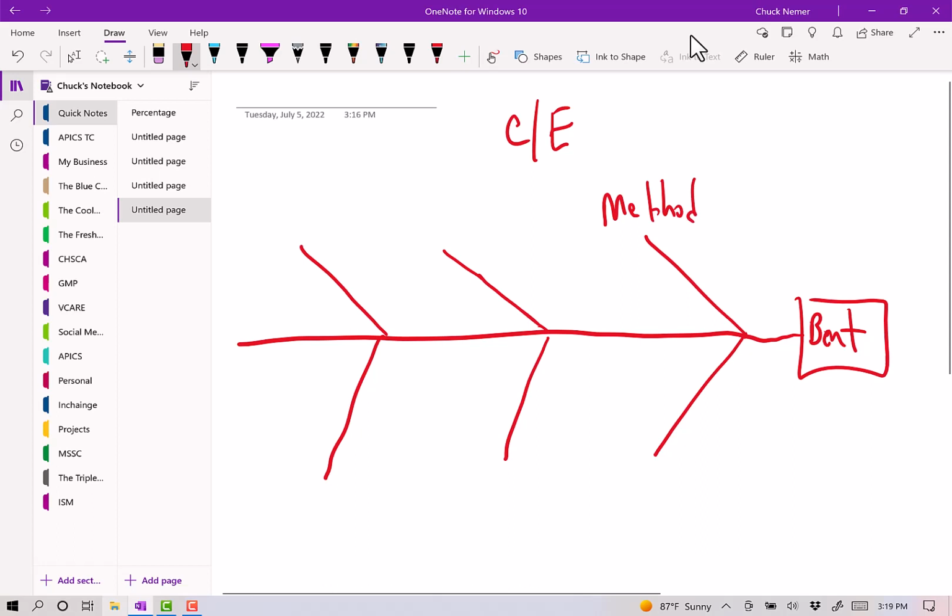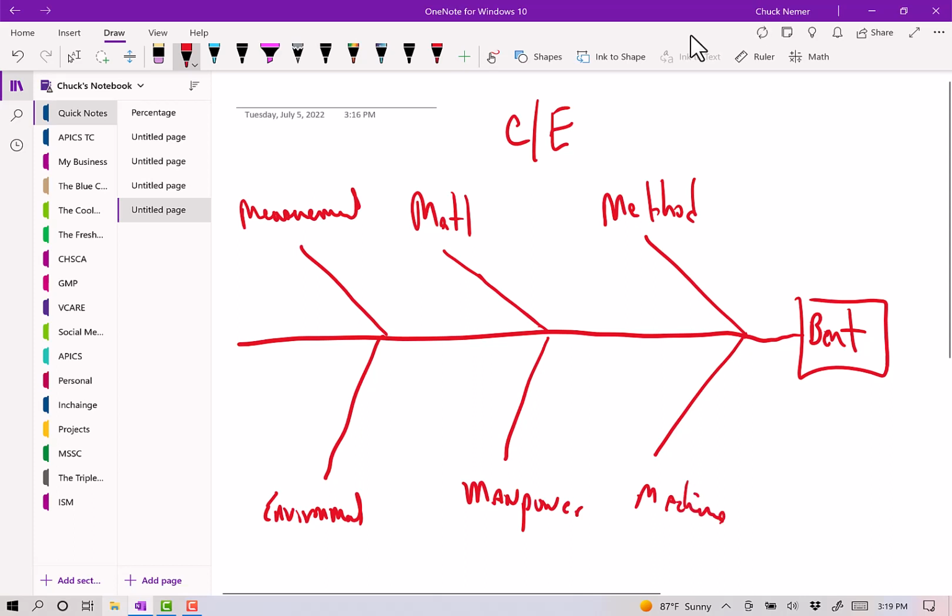So we group things by method, by material, could also be by measurement, could be by environment, could also be by manpower or machines. So we say, well, why did the part bend? Well, it could be because the material is soft. So we would have a little line coming off the material that would say soft.